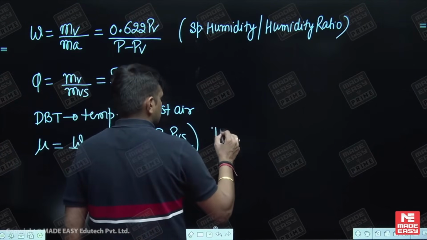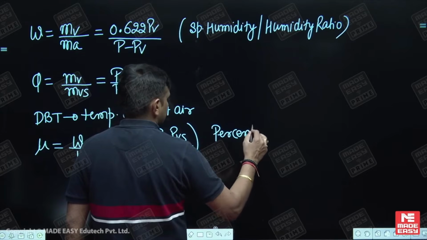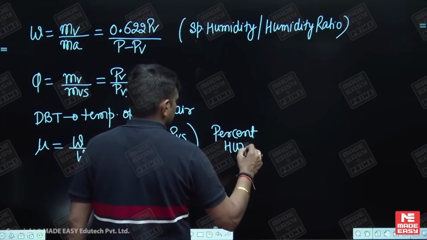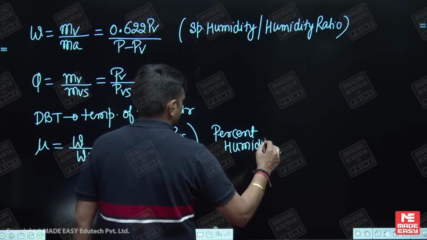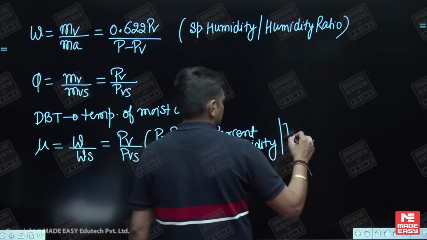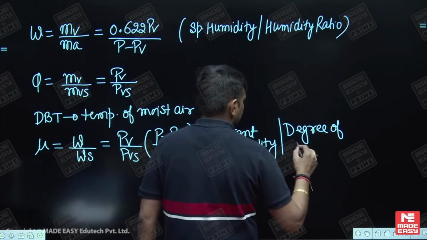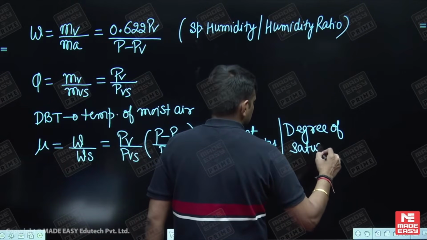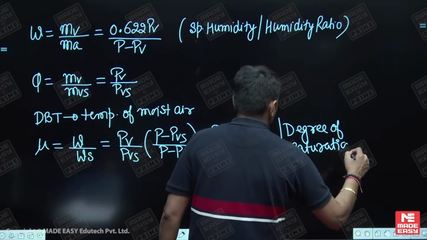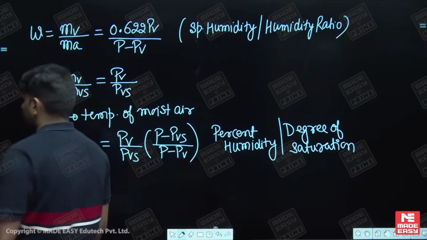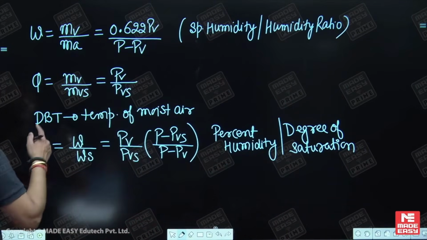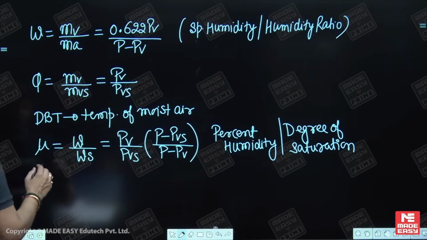Okay, this is your percent humidity, or degree of saturation. Please remember the names of all these factors: omega upon omega s, specific humidity, relative humidity, degree of saturation.